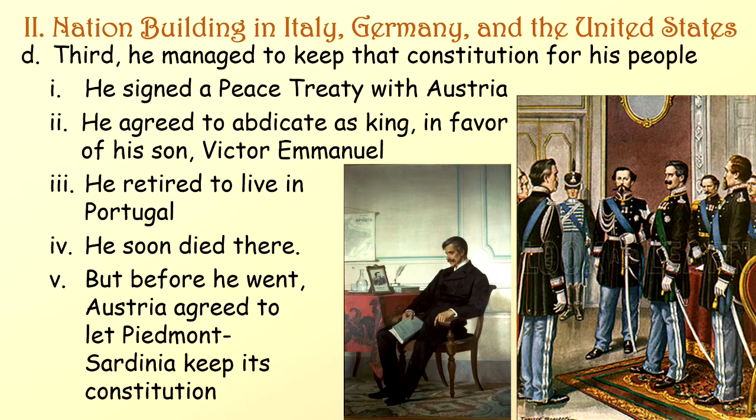Third, Carlo Alberto managed to keep that constitution for his people in the midst of his loss to Austria. He signed a peace treaty with Austria, and he agreed to abdicate as king in favor of his son, Victor Emmanuel. And then he retired to live in Portugal, and he soon died there. But before he went, Austria agreed to let Piedmont-Sardinia keep its constitution, the Albertine Statute.